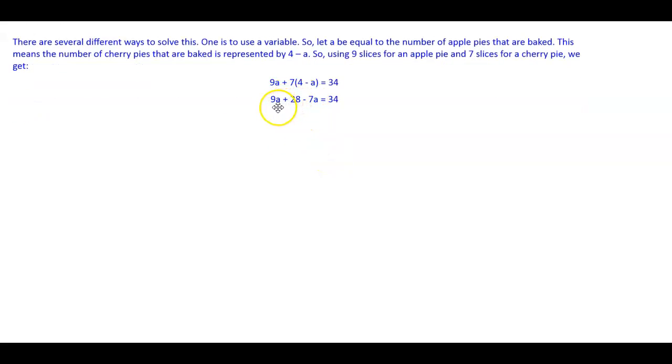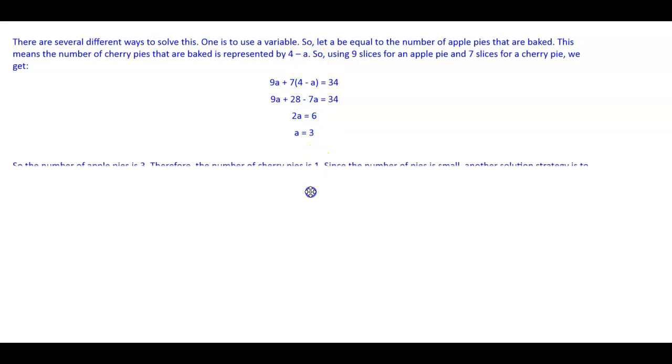Now let's combine like terms. 9A minus 7A is going to give us 2A. If we subtract 28 from both sides, 34 minus 28 gives us 6. Divide both sides by 2, and therefore A is going to equal 3. So now we know what the value of A is up here. So the number of apple pies is 3. Therefore, the number of cherry pies is 4 minus 3, which is equal to 1.